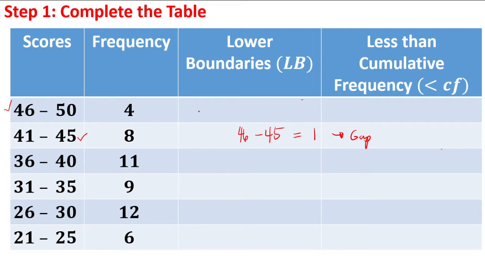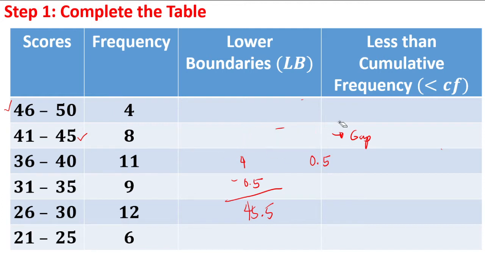Now, to compute for the lower boundaries of each class, calculate it by subtracting half of the gap. So, what is half of 1? Half of 1 is 1/2 or simply 0.5. Okay? Subtract half of the gap from the class lower limit. So, the lower limit here is 46. So, 46 minus 0.5, that is equal to 45.5. Okay, that's how we compute for lower boundaries.